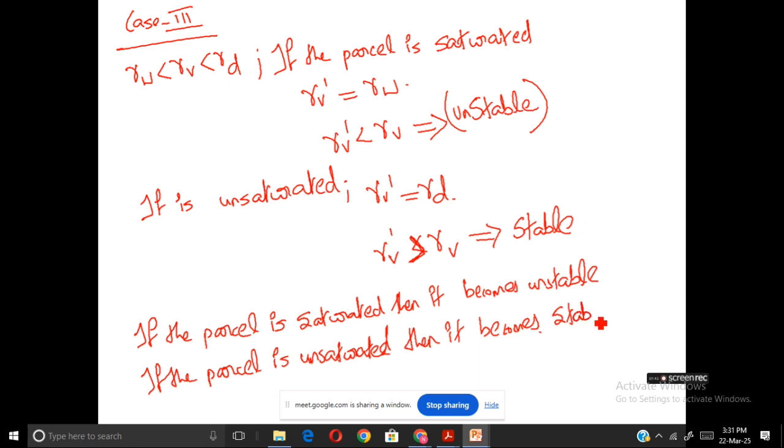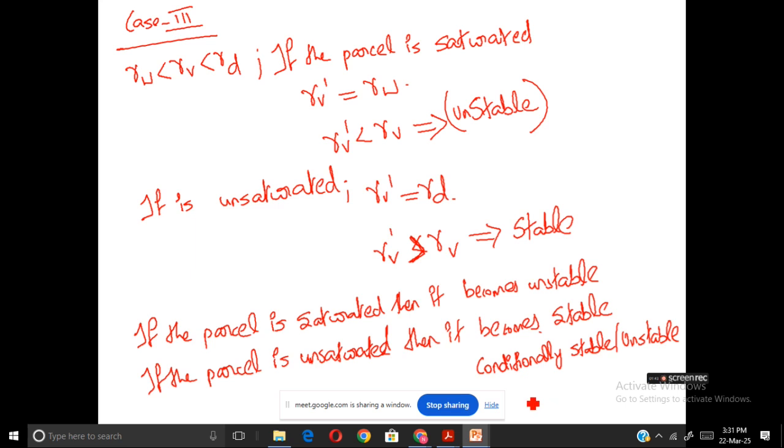So based on the moisture content in the parcel, or based on whether the parcel is saturated or unsaturated, the condition for stability changes. This particular condition is known as conditionally stable or unstable. What is the condition? Whether the parcel is saturated or unsaturated. So based on that, it becomes stable or unstable. This is known as conditional stable or conditional unstable.